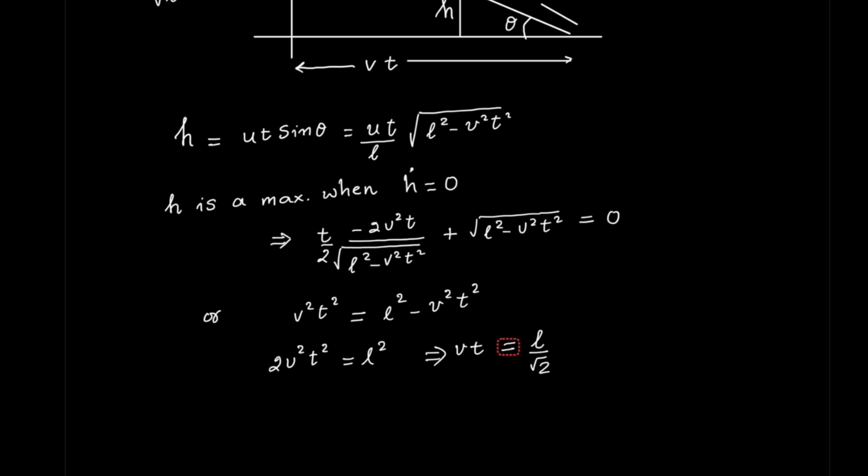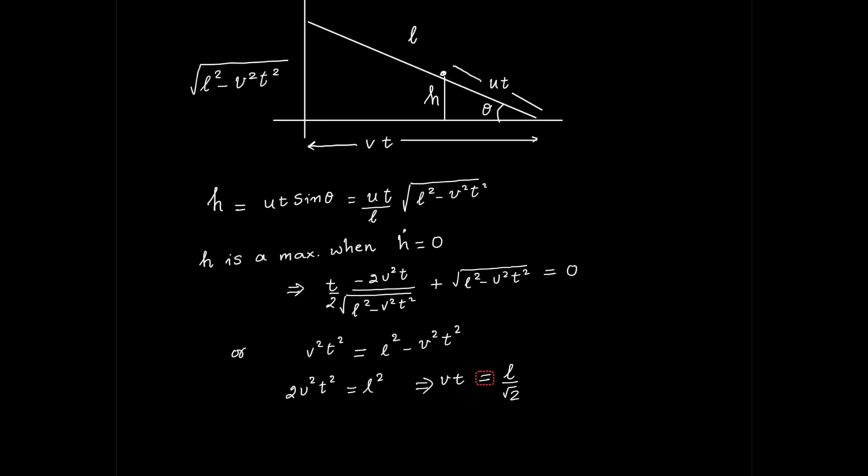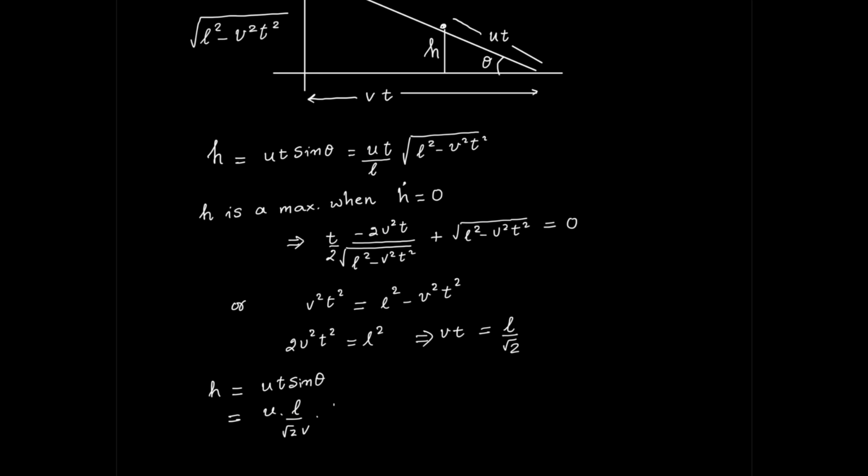So this is the time at which height will be maximum, and in this time vt will be L by root 2. If you go back to the figure, and if vt is L by root 2, it means theta is 45 degree at that instant. So when theta is 45 degree, beetle will be at the maximum height. And what that height will be, just put the value of t and theta back into the expression of h. Just put the value of t. Sine theta will be 1 by root 2, theta being 45 degree. So this is the maximum height which this beetle will achieve.